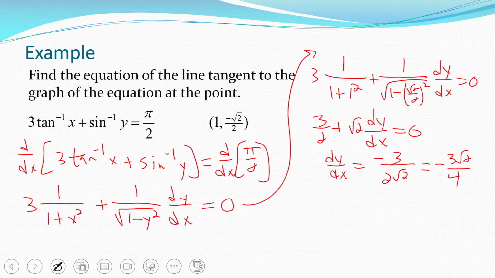Okay, I have the slope. I have the point. The equation of the line is y minus the y coordinate of the point is equal to the slope times x minus the x coordinate of the point. That's it. That is the equation of the line tangent to the graph at that point.